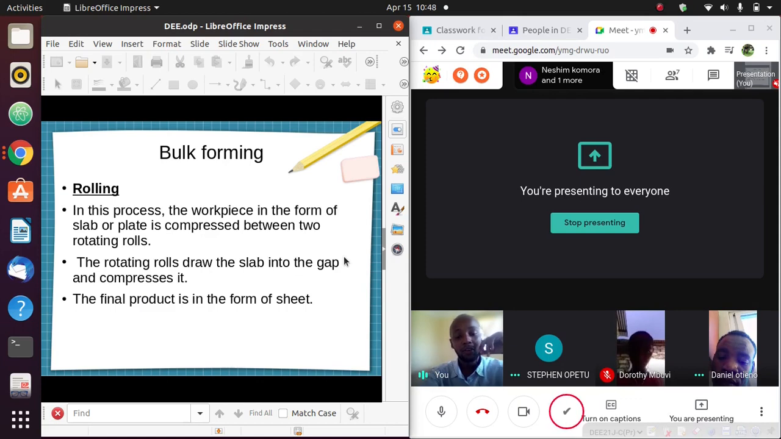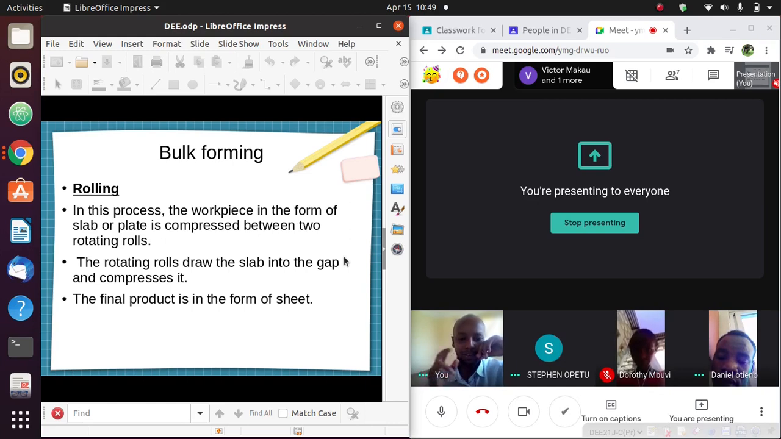A very good example of rolling ni ule mtu ambaye anatengeneza juice ya miwa. I'm sure you have come across them katika town. Kuna ile machine ambayo anatumia ni a rolling machine. It has cylindrical dies ama cylindrical rollers ambazo zinavuta hiyo miwa katikati yake. And then those rollers compress. They will compress that sugarcane and the juice will be extracted. And that is the basic idea of rolling hata kwa industry.